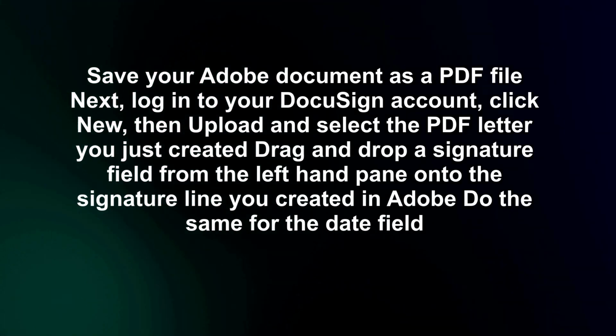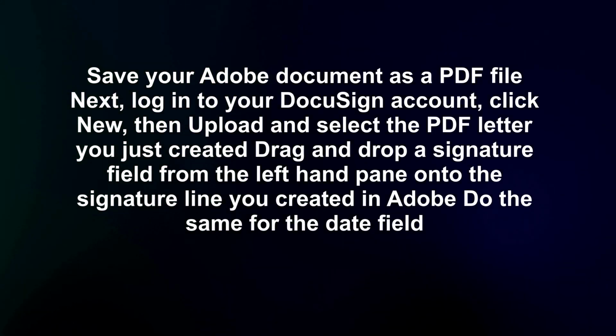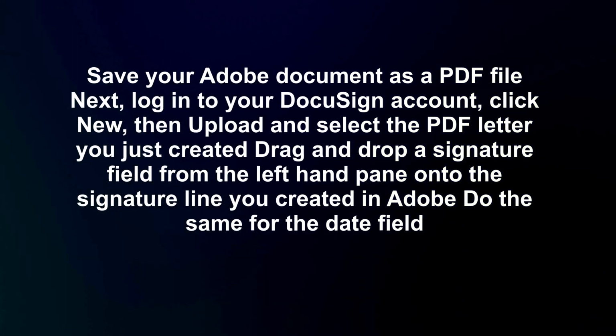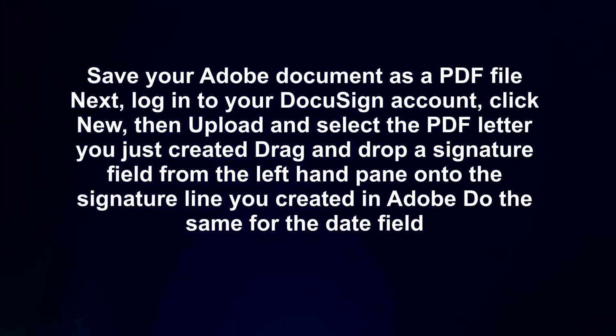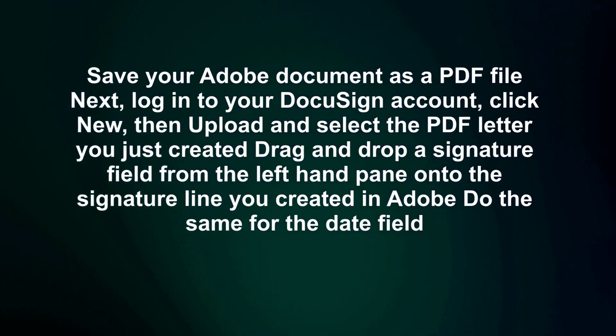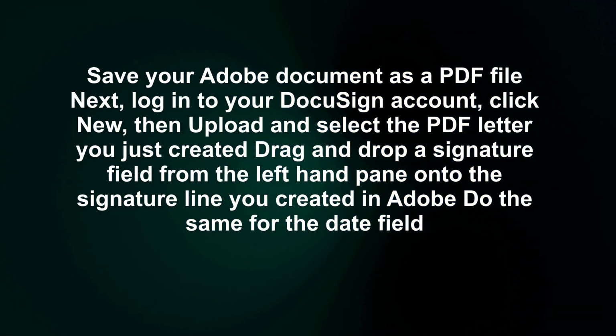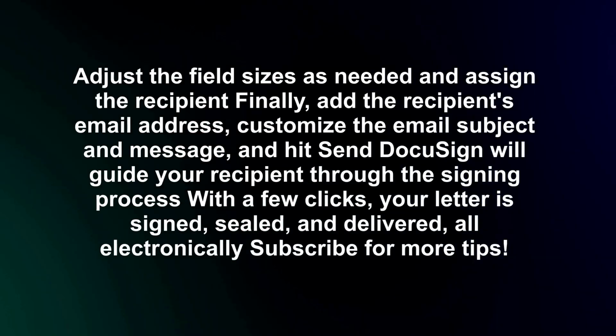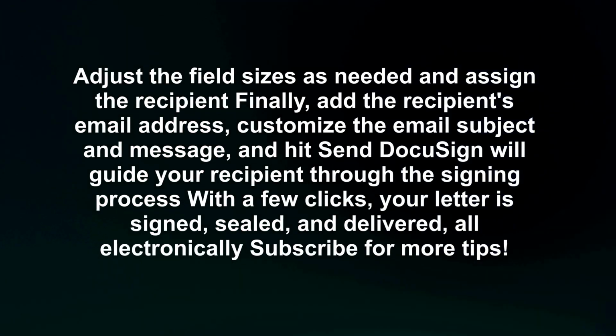Next, log into your Docusign account. Click New. Then upload and select the PDF letter you just created. Drag and drop a signature field from the left-hand pane onto the signature line you created in Adobe. Do the same for the date field. Adjust the field sizes as needed and assign the recipient.